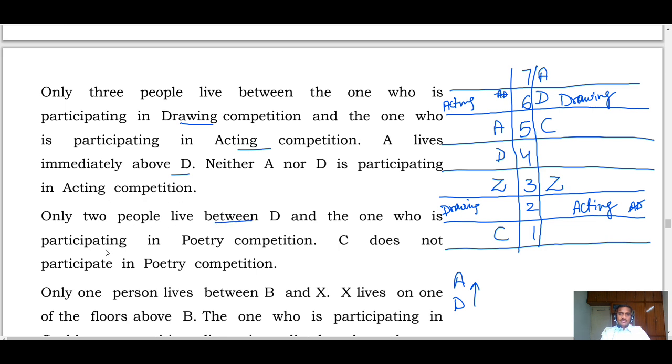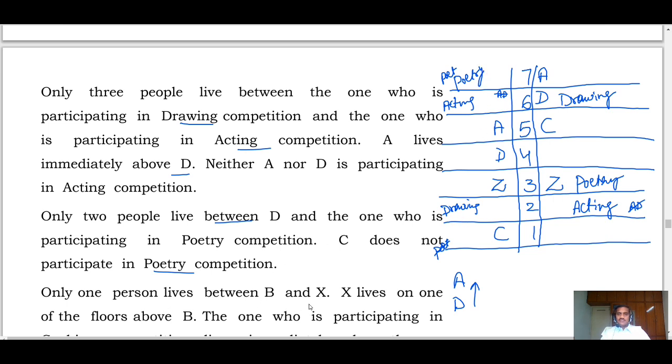Only 2 people live between D and poetry. Poetry can be here or here, two different possibilities, either on the first floor or on the top floor. Exactly 2 people between D and poetry: 1, 2, poetry must be on the 3rd floor in the second case. And C does not participate in poetry, hence poetry cannot be here. Hence in the first case also, poetry is fixed on the 7th floor.